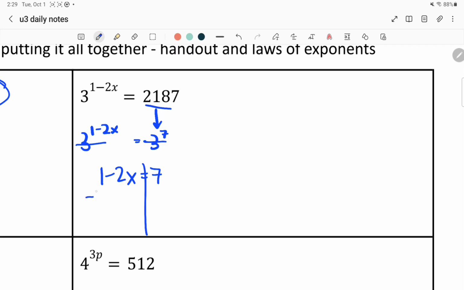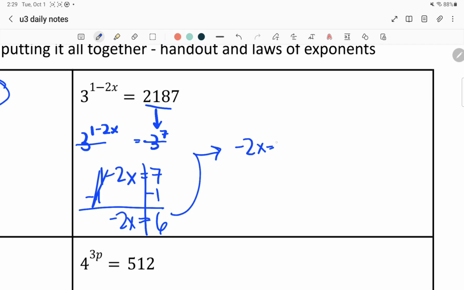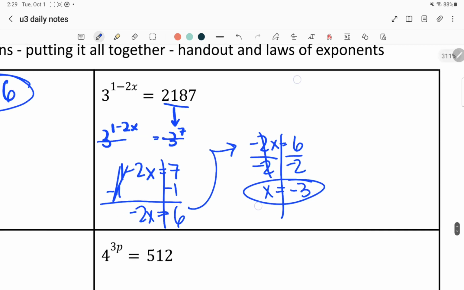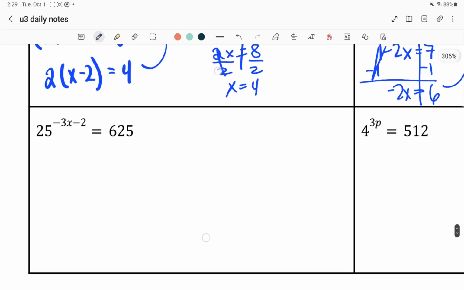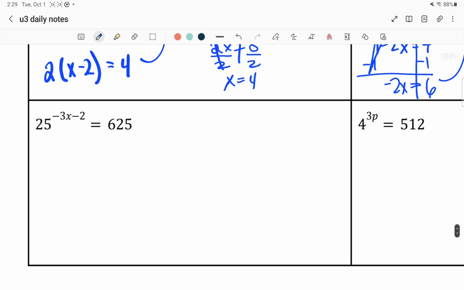So subtract 1 on both sides. Let me rewrite it really quick because I ran out of room. And then divide by -2 on both sides. X equals -3. That's what I would put into Delta Math. Okay. I'll do one more. I'll have you try the last one. And then I'll go through it and I'll be done. Sorry, this is a bit of a longer video.